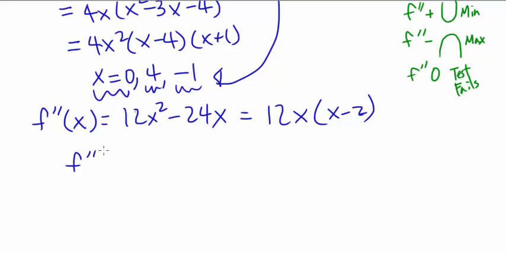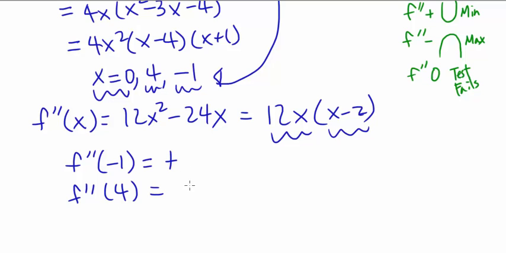Let's try it out. F double prime at negative 1 gets you negative times negative, so that's going to give you positive. F double prime at 4 is going to be positive times positive, and that's going to get you positive. And f double prime at 0 gets you 0 times negative, or 0.